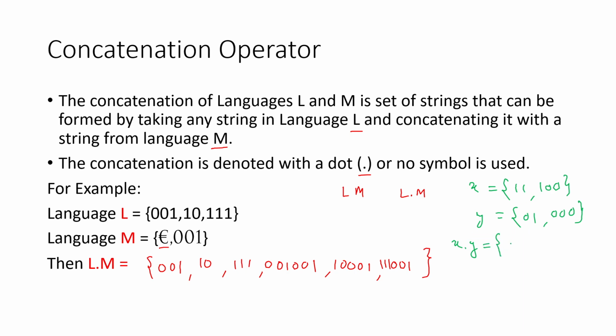First we'll start with 11, so we'll write 11 and then we perform concatenation with 01, so we get 1101. Then 100 and 01, so we write 100 with this 01. Next we do it for the next string in language Y, so we get 11000, and then we have 100 with 000, and then we close the set. So this is the concatenation operation. I hope you got this concept also.